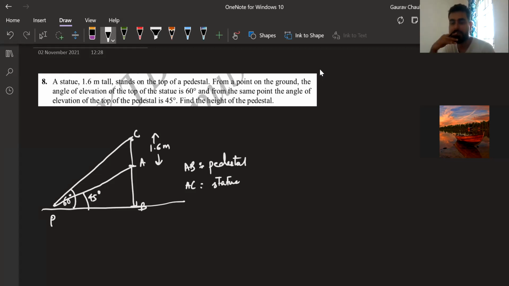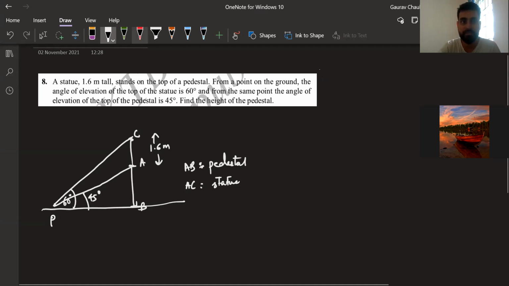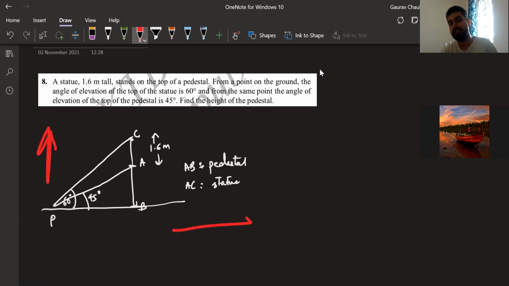This question, Dikshit, is the same as question number 11, the same as example 5. I want you to turn your tab from right now. If this diagram is like this, I want you to turn this diagram like this and see. You have this distance and you have to find this distance. It's the same question.